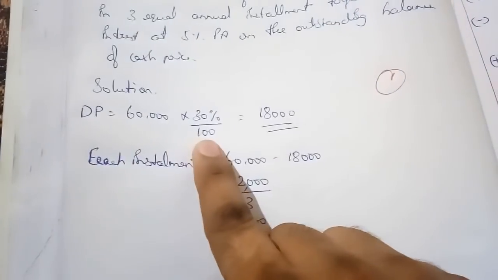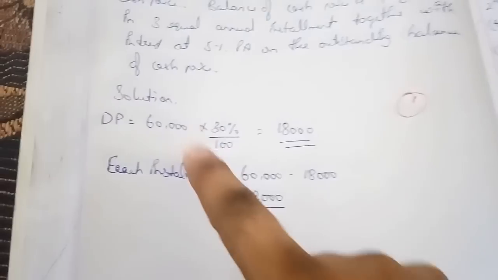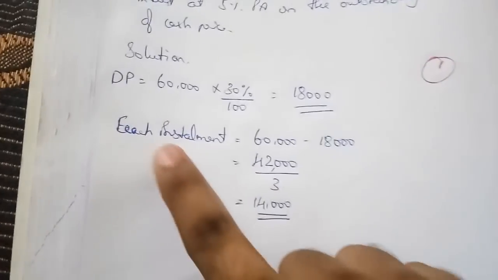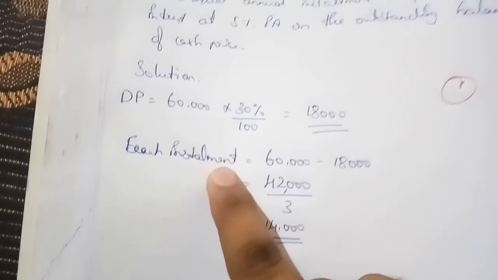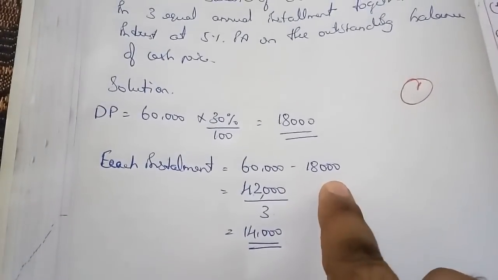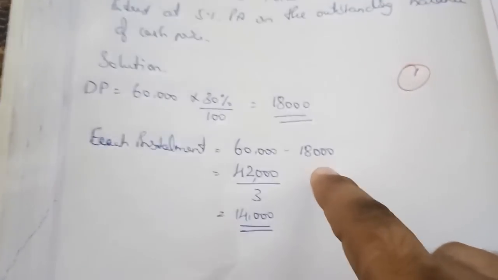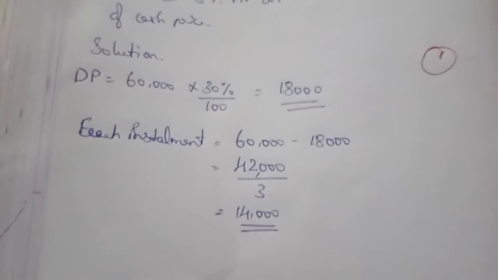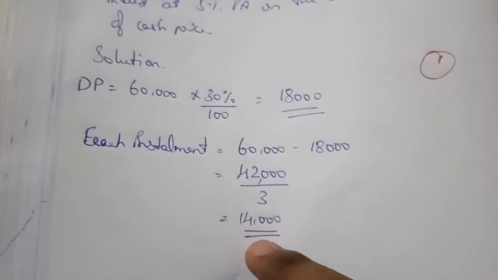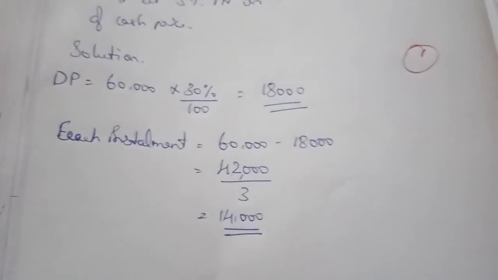Yes, so what I said is correct. 18,000 is the answer. So this is our first step. Now each installment also we have to calculate. So 60 minus 18, because that is the down payment. So down payment is done, and we have here 42,000 divided by 3, that is 14,000 for 3 years equally.